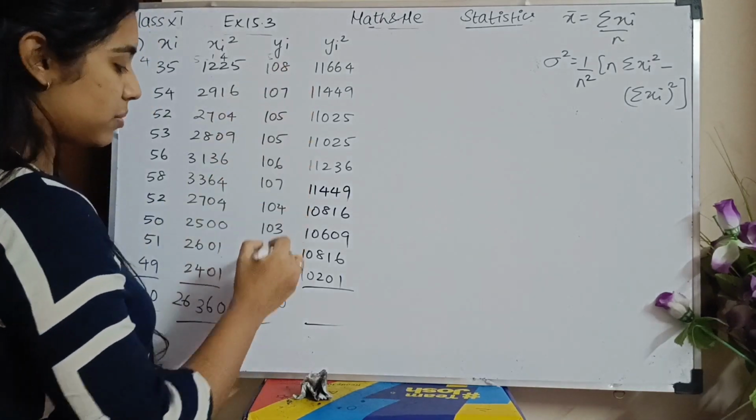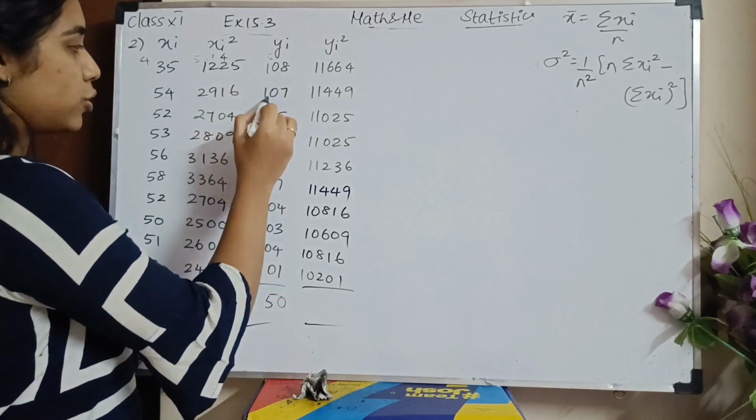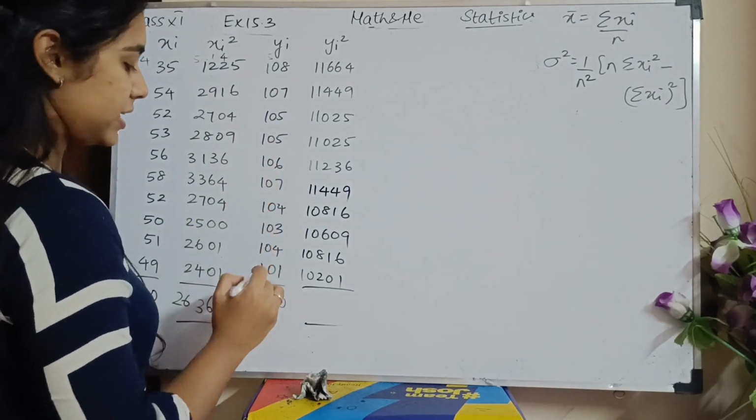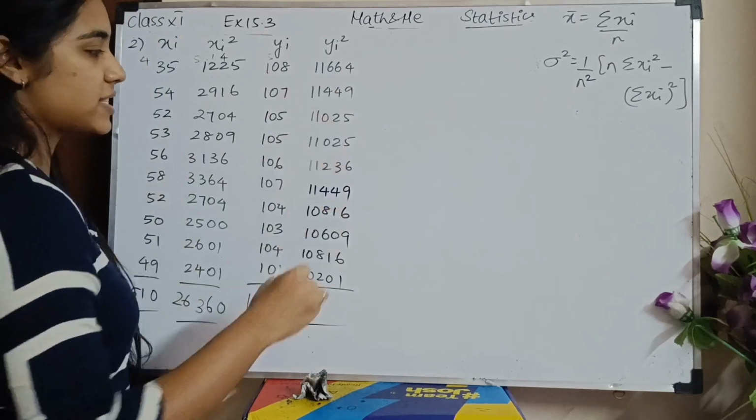5 carry over. So 5. 1, 2, 3, 4, 5, 6, 7, 8, 9, 10. 1, 0, 5, 0. Now let's add this.